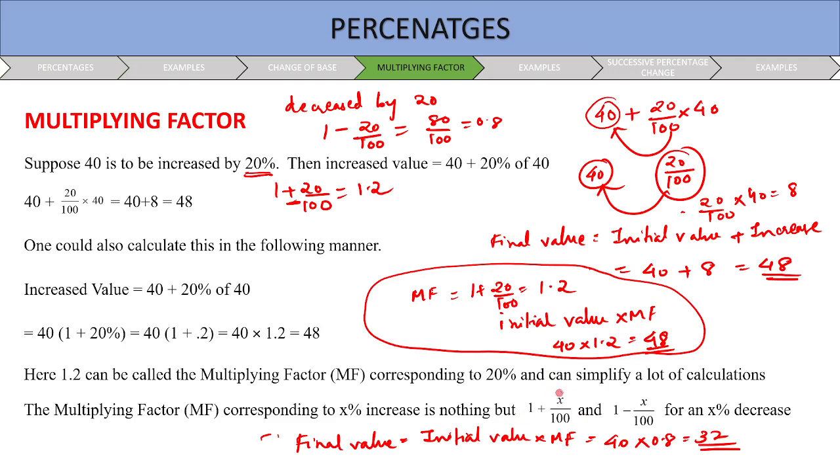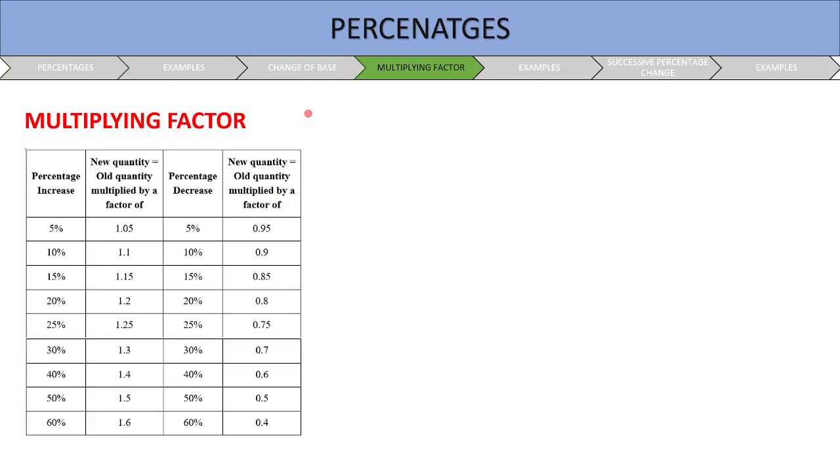So if there is an increase, you will write 1 plus x by 100, which we have already discussed. If there is a decrease, you will write 1 minus x by 100, which we have also discussed. So I hope you are pretty much clear about all the basic concepts we have discussed. With that understanding, we will now move towards some more examples.